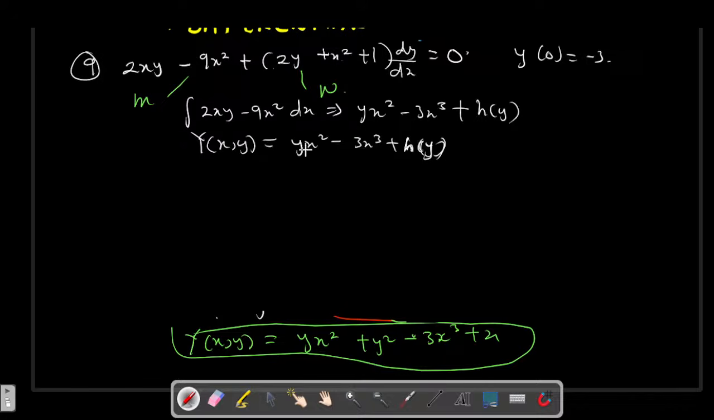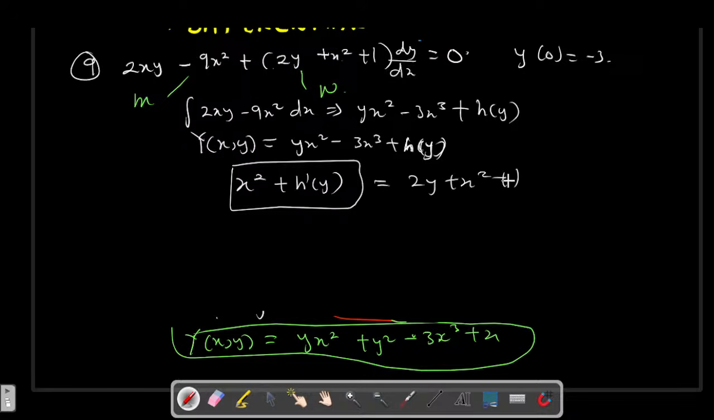I'll simply get what? Here with respect to y, I'll get x squared for the first expression. This term with respect to y will be 0. This expression with respect to y should be 0. Then this one becomes h prime of y. Now, once I get this, this is my differential with respect to y, then it means that this expression I have here is equal to my N, because of the y part. Then you simply equate it to 2y plus x squared plus 1.